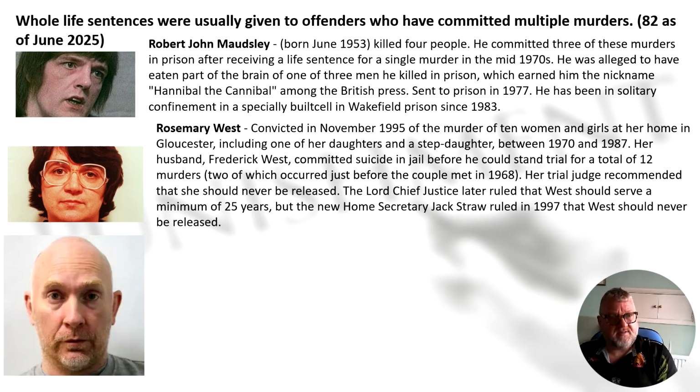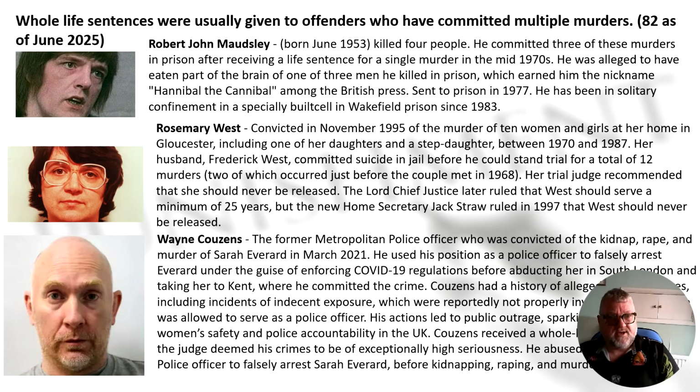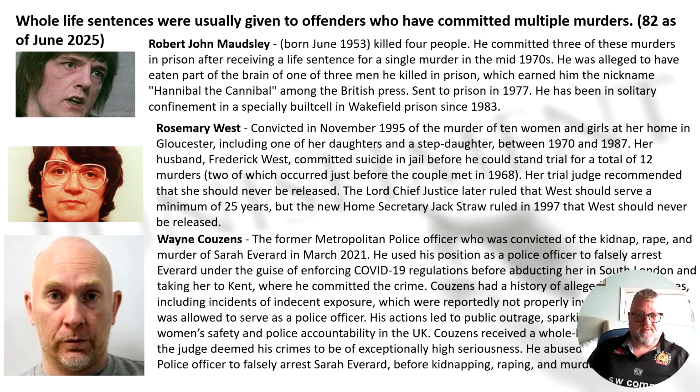And then this guy here, Wayne Couzens, who was convicted of the kidnapping and murder of Sarah Everard in 2021. Now, interesting for him, and he's a good case to have, he did not commit multiple murders. He only killed one person, Sarah Everard, but because he was a member of the police and the judge ruled that he betrayed the public trust in the police. Remember that the police have their powers by public consent. The judge ruled that it was serious enough for him to have a whole life term. So he's another example that you could use.